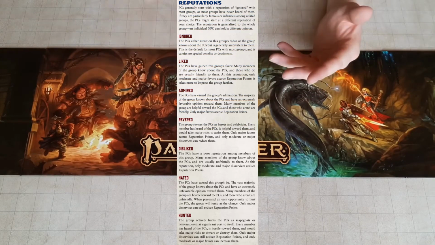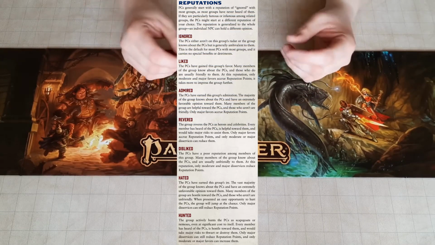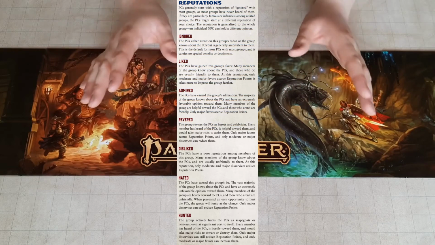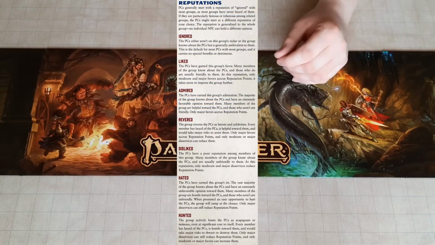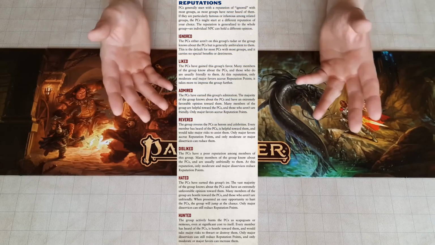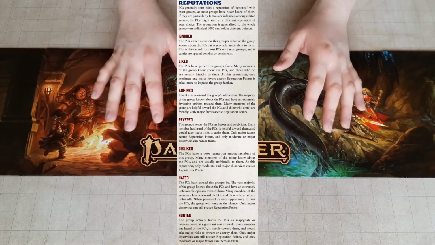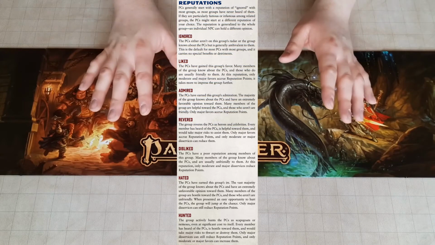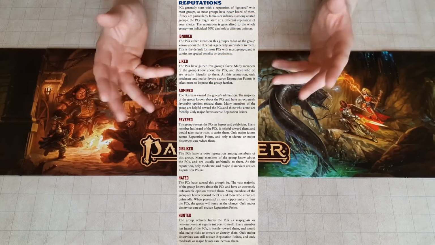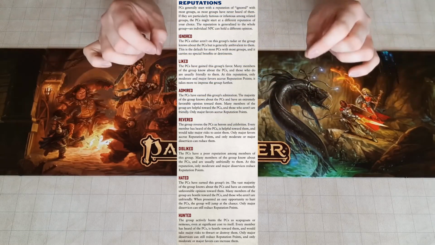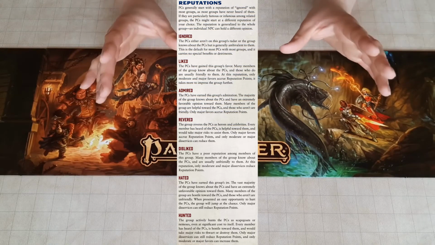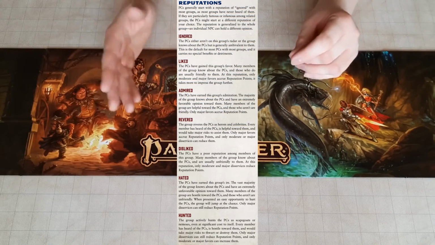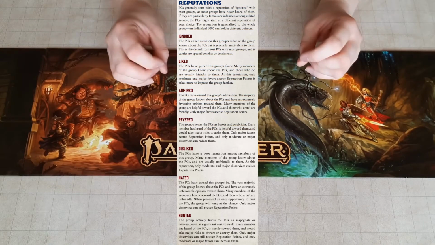Hated. The PCs have earned the group's ire. The vast majority of the group knows about the PCs and has an extremely unfavorable opinion towards them. Many members of the group are hostile toward the PCs, and those who aren't are unfriendly. People in this group don't like you, and while they don't have to stick their neck out, if they get a chance to hurt you and your party, they're probably going to take it.